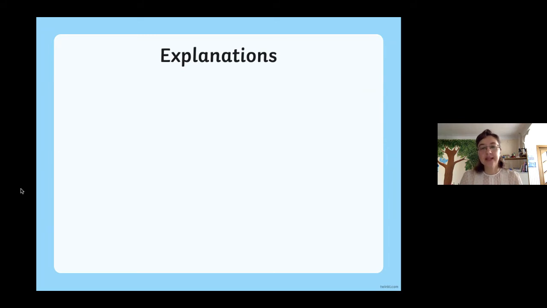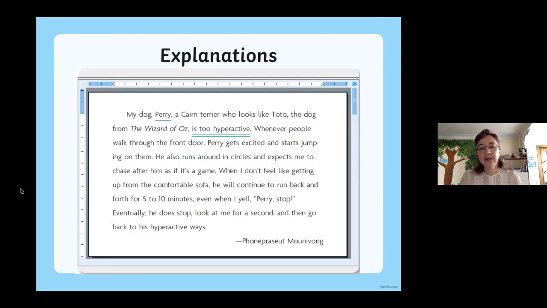Explanations. Explanations help to understand examples. They kind of set context for the reader. Okay, let's look at this paragraph. Here the author describes his dog, Perry. He said that his dog is too hyperactive. So we might ask, why do you think so? What do you mean by hyperactive? So the author says that Perry likes to run in circles, jump on people, run back and forth. So these are explanations for being hyperactive.